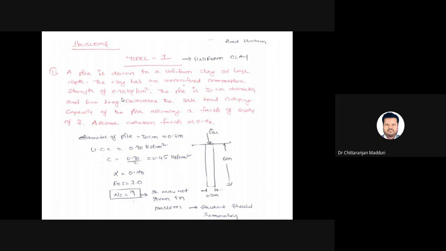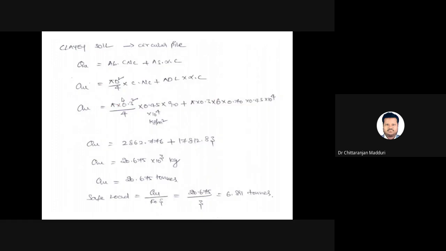So here Nc, the bearing capacity factor for clay soils, may not be given in the problem. Sometimes it may be given and sometimes it may not be given. The standard value for clay is Nc equal to 9. So it is a clay soil and a circular pile. For a circular pile, ultimate bearing capacity equal to Ab into c Nc plus As into alpha into c. So this is the final formula.